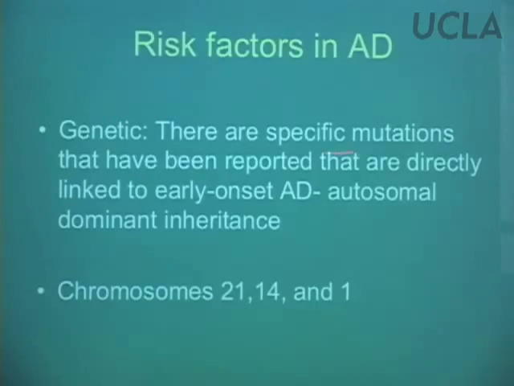First of all, there are some specific mutations that have been reported that are directly linked to an early onset AD, and they tend to be autosomal dominant inheritance. And so a few different pedigrees have been described where a lot of people in the family get Alzheimer's disease, say, in their 50s, and it has a pretty bad course. I mean, they get worse pretty quickly. And usually like half the offspring of a parent who has this genetic disorder will also get it. So there's several families that have been studied in a lot of detail.